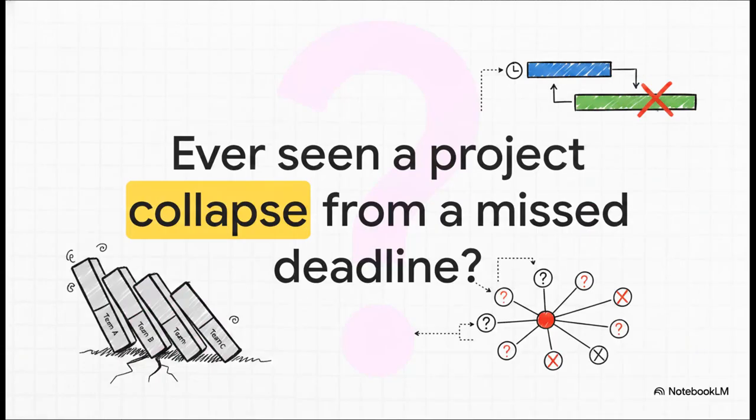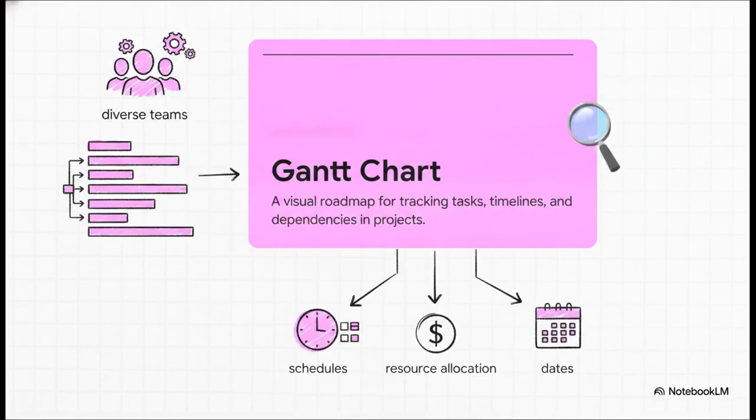Because, let's be real, we've all felt that sudden panic, right? One team misses a critical Friday deadline, and suddenly, boom, three other teams are completely stalled come Monday morning. It's the classic domino effect of project management. But today, we're looking at the visual roadmap specifically designed to prevent exactly that scenario from ever playing out on your watch. So, what are we talking about?